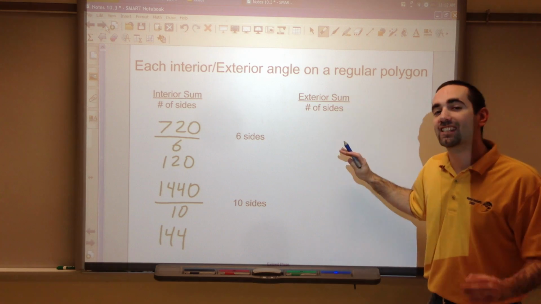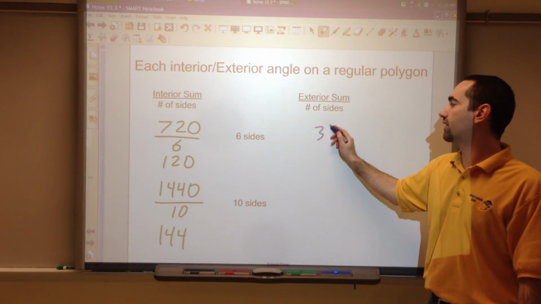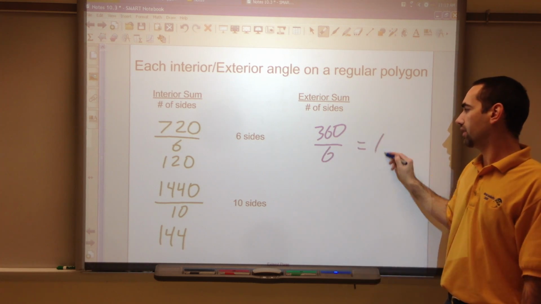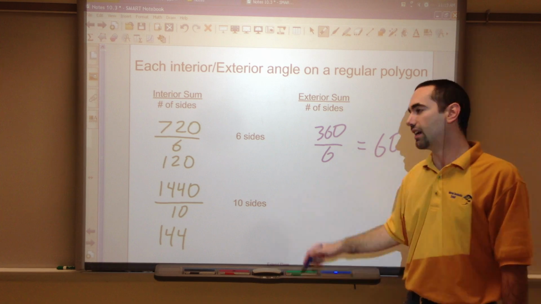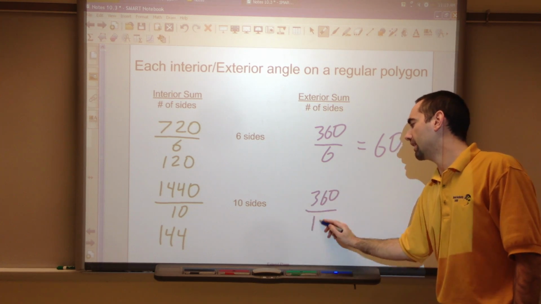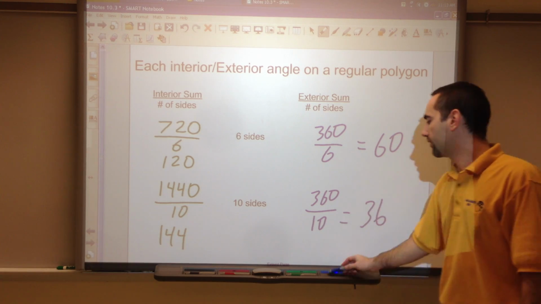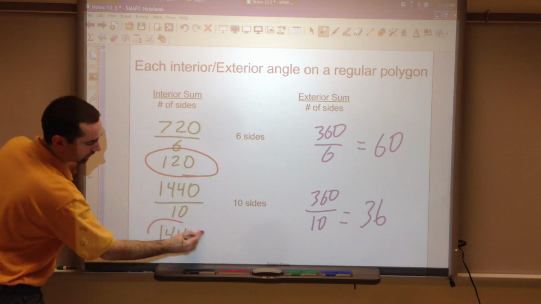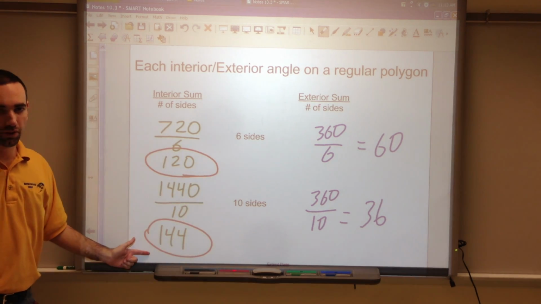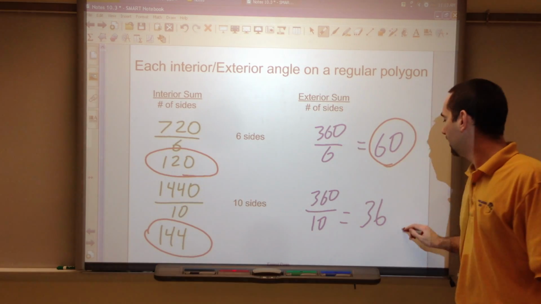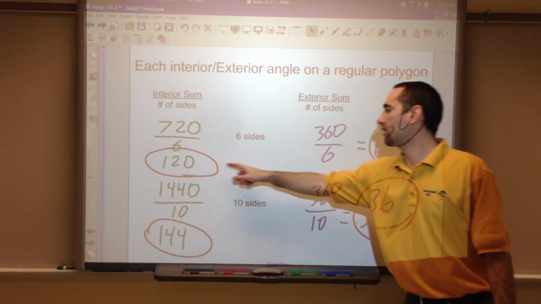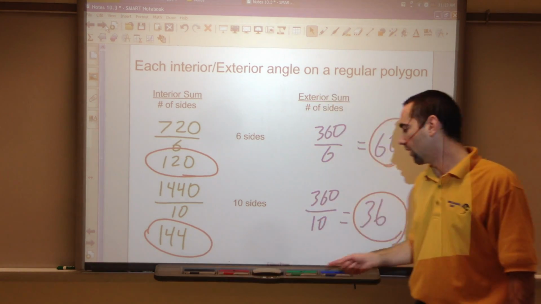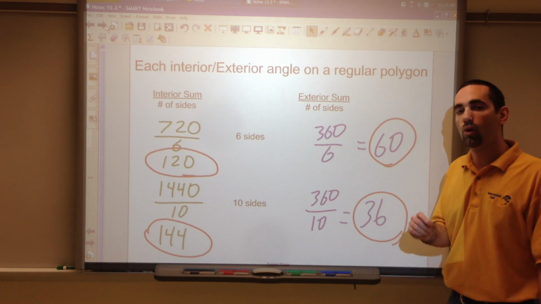Over here, to find the exterior angle, you do the exterior sum, divide by number of sides. 360 divided by 6, 60. 10 sides. 360 divided by 10, 36. Now, note, 120, 144. 60, 36. 120 plus 60 adds up to 180. 144 plus 36 adds up to 180.